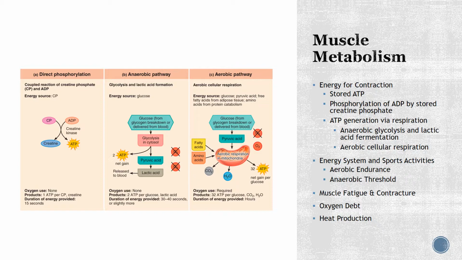You have anaerobic glycolysis and lactic acid, where there's no oxygen, and it makes 2 ATPs for each molecule of glycolysis, and that causes it to make lactic acid. You have aerobic cell respiration, which involves oxygen. It's much more efficient. It creates about 36 ATP for each molecule of glucose.